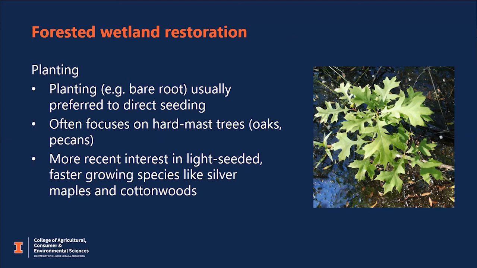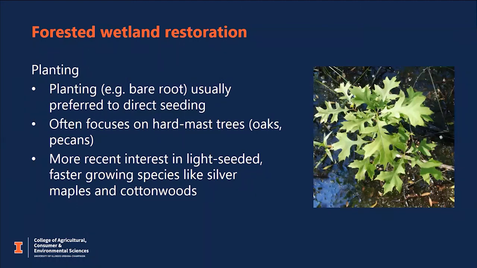Planting of trees in forested wetlands often focuses on what are called hard mast trees. These are species that produce hard nuts that are valuable for wildlife, like oaks and pecans. Valuable for wildlife, and also these hard mast tree species tend not to recolonize restored wetlands very readily on their own. And so if they're desired at a site, they often have to be intentionally planted. However, they grow slowly, and they're also very susceptible to damage from flooding and deer browse. And pecans in particular are very susceptible to flooding. And so establishing these hard mast species can often be a challenge in restoring forested wetlands.